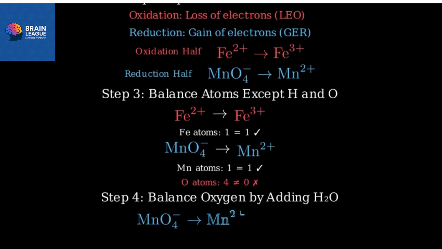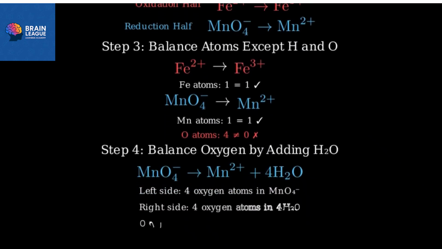Step 4. Balance oxygen atoms by adding water molecules. In the reduction half reaction, we have 4 oxygen atoms on the left side and none on the right. To balance this, we add 4 water molecules to the right side. Now, we have 4 oxygen atoms on both sides of the equation.